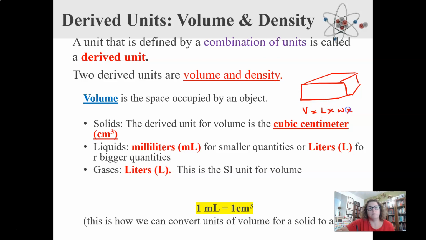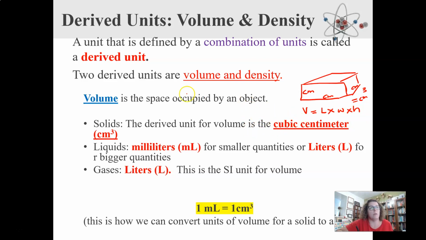When you took the volume of a cube, you probably learned that volume is length times width times height. So let's say for every single one of these we were using a ruler, measuring centimeters. So I have centimeters, and then centimeters, and then centimeters. Well, centimeters times centimeters times centimeters is centimeters cubed. And that's a derived unit. It's a combination of units, okay? So with that calculation, volume is an example of a derived unit.